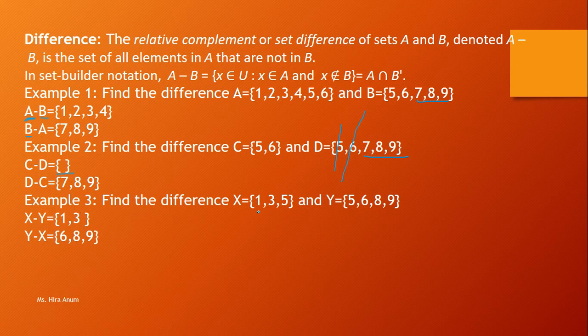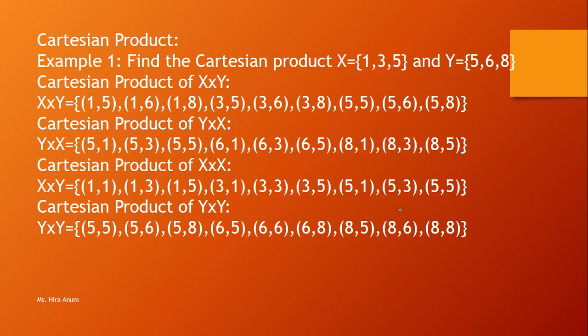Find the difference x minus y. You can see x has 1, 3, 5 and y is 5, 6, 8, 9. 5 will be cancelled because y has 5. So x minus y is 1, 3. When you have y minus x, you have 5 in x. So answer will be 6, 8, 9.